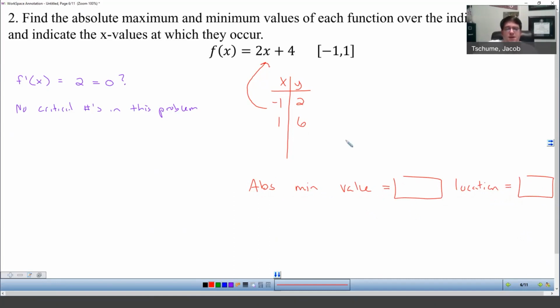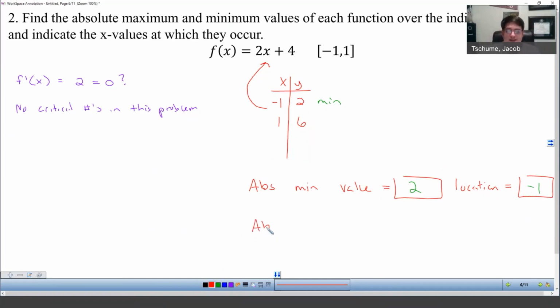Your absolute minimum value will be the smallest y value that you find over here. That's going to be at 2. So 2 would be your absolute min value. The location is the x value that you find, which is -1. And I know that looks a little weird of how they want you to answer, but you're having to keep track of what the value is, and that's the y value, and location is x.